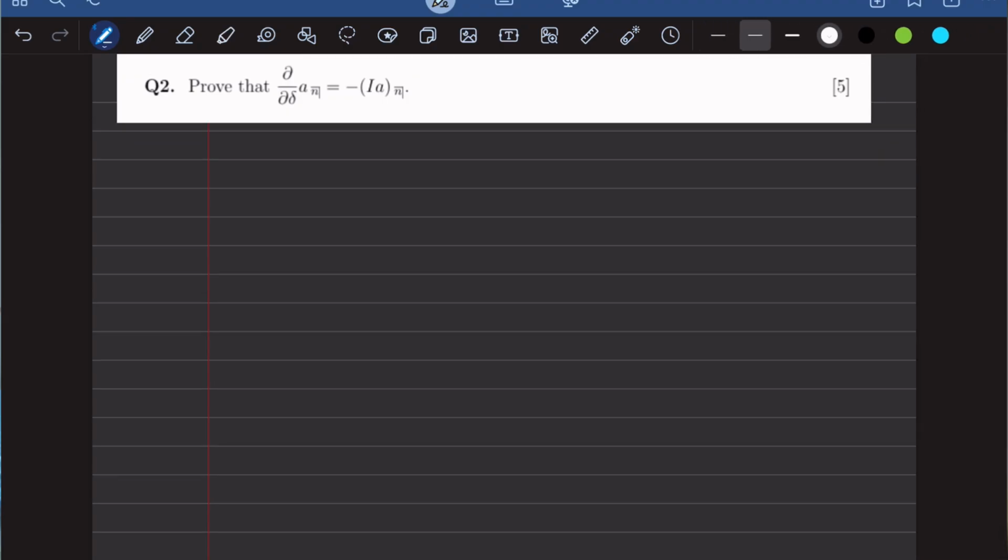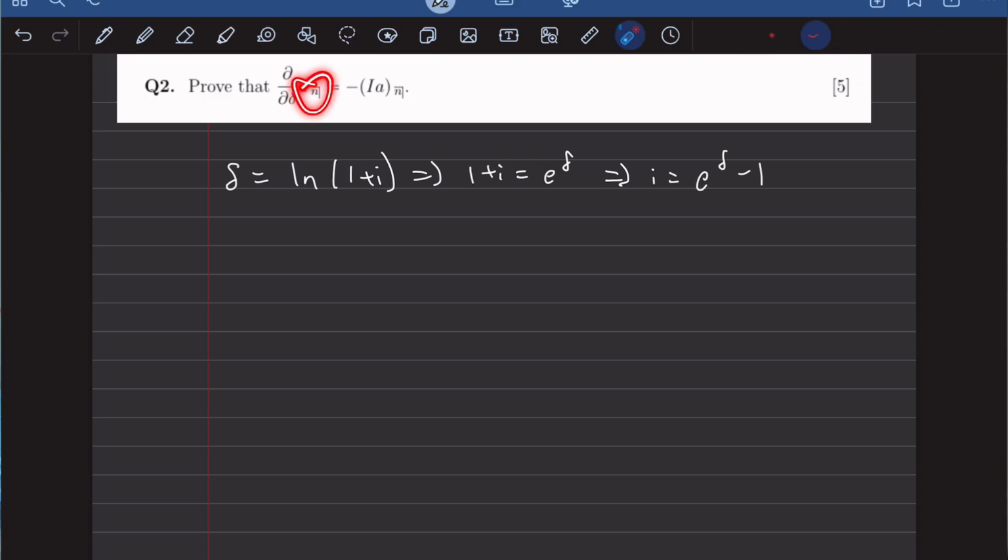Okay, so I think let's start by defining what delta is. So we know that delta is the natural log of 1 plus i. Okay, so we can use this, if we raise both sides to the power of e, to show that 1 plus i is e to the delta. And once again, if we move the 1 over, we can show that i is equal to e to the delta minus 1. Okay, so basically we have to do the partial derivative of an annuity in arrears.